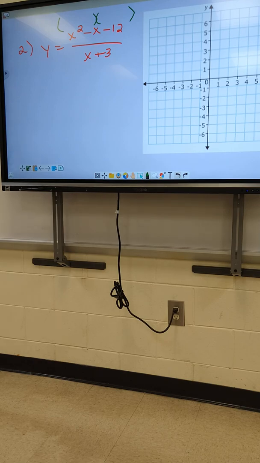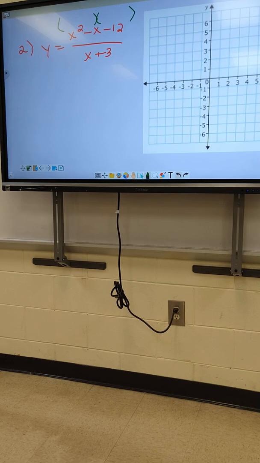Try to factor the top, see if you can factor it. Remember, one of them is going to be x plus 3 because there's an x plus 3 on the bottom. So you can go ahead and put x plus 3 in one of the parentheses if you want to. See if you can factor the rest of it.